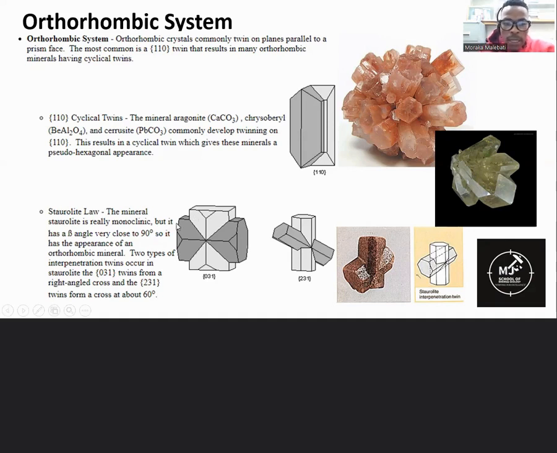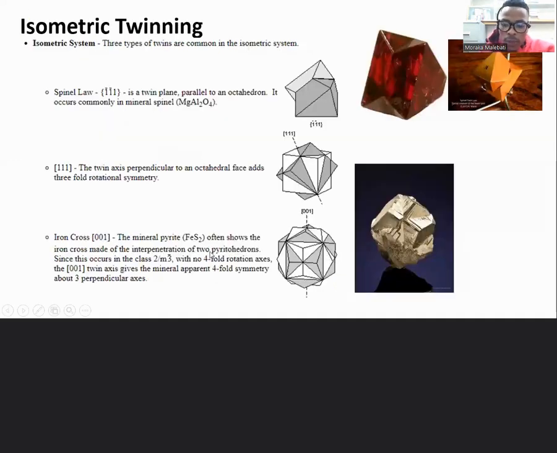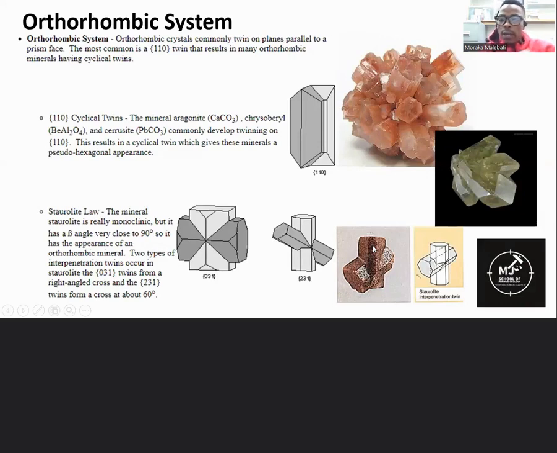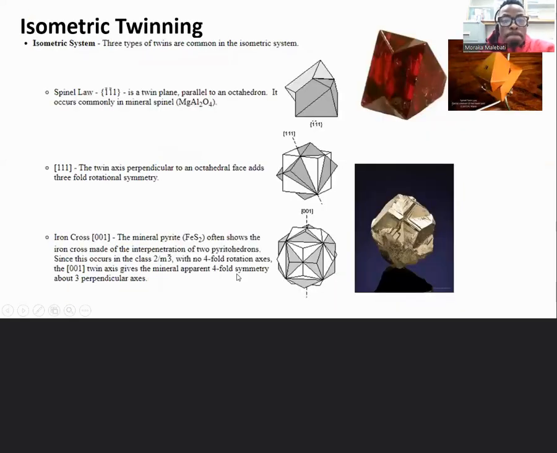And then last but not least, we've got the Staurolite law. Staurolite, you can see it has a cross. The mineral staurolite is really monoclinic, but it has a beta angle very close to 90, so it has the appearance of an orthorhombic mineral. Two types of interpenetration twin occur in staurolite: the 031 twins form a right angle cross, and the 231. Okay, 231 and 031. So I hope it makes sense.